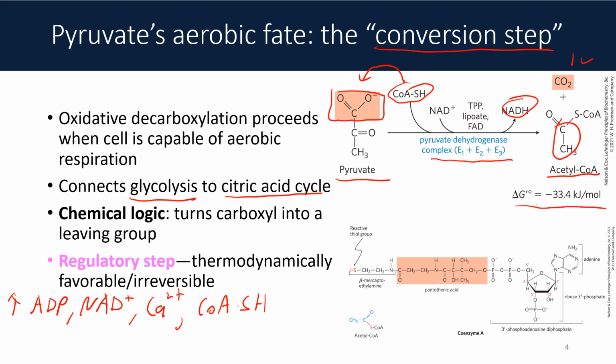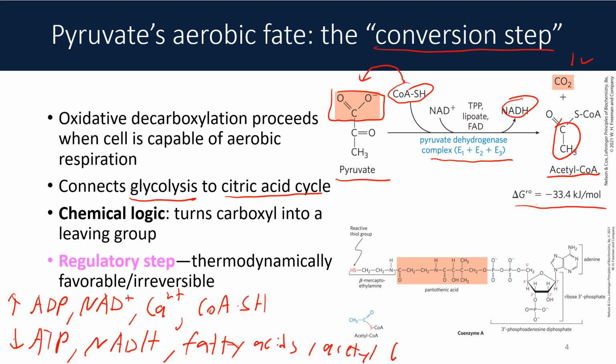The downregulators for pyruvate dehydrogenase are ATP, NADH, fatty acids, and acetyl-CoA. When these entities are in abundance, that means the energy demands of the cell are low and we have plenty of resources. No need to do all this catabolism.